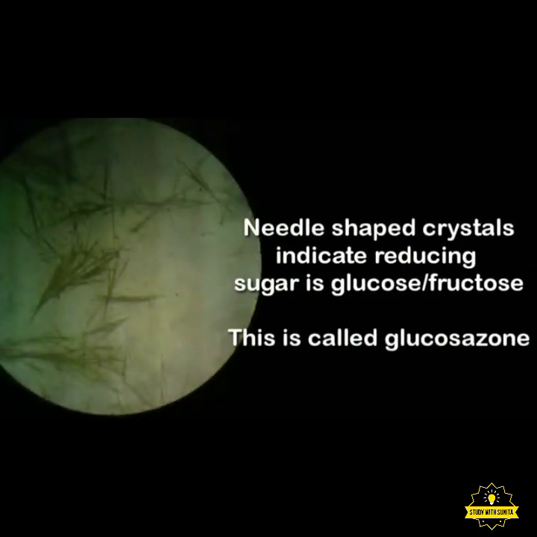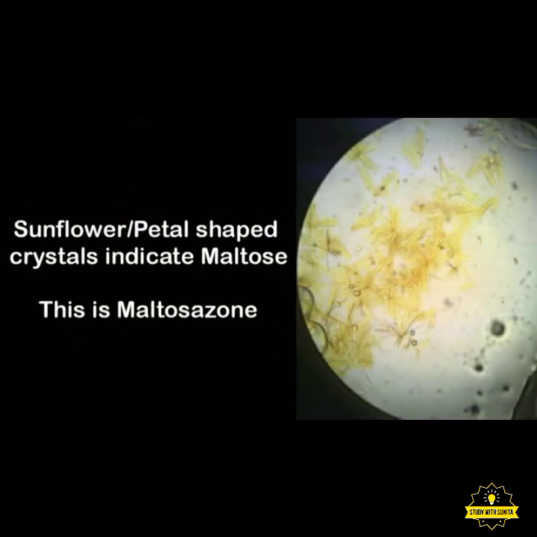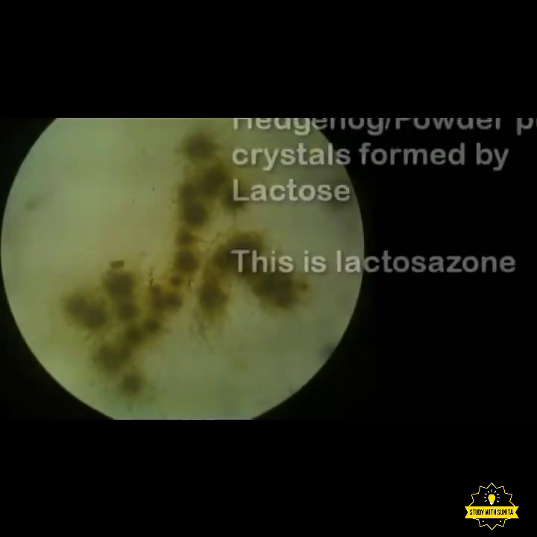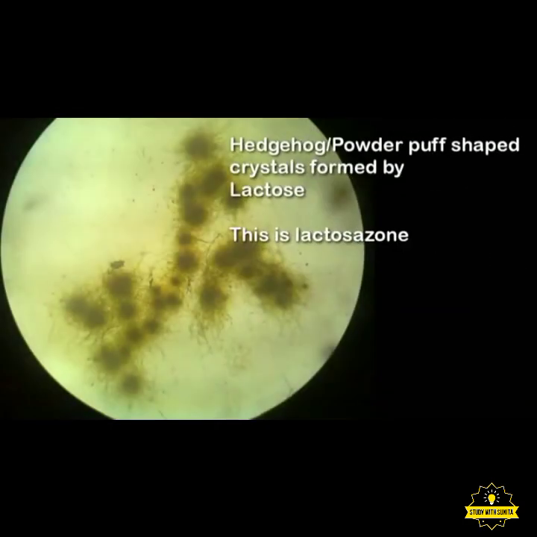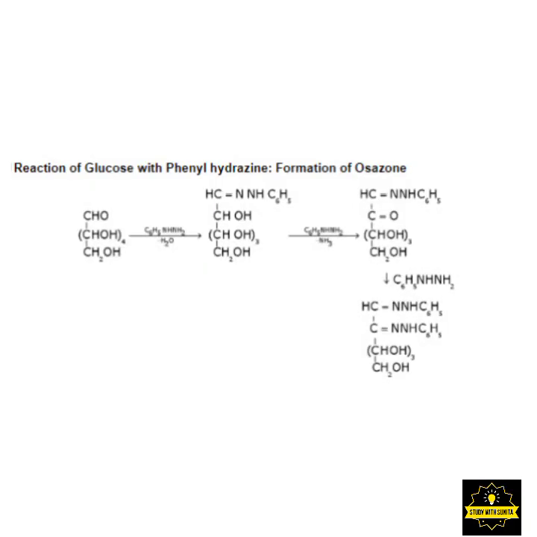Needle-shaped crystals indicate the reducing sugar is glucose. Sunflower or petal-shaped crystals indicate the presence of maltose. These crystals indicate the presence of lactose. This is the figure of the complete reaction of Osazone formation.